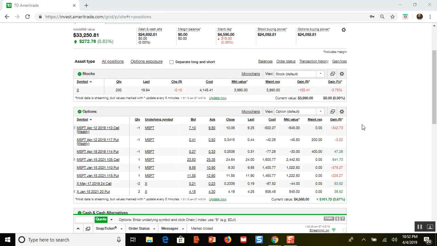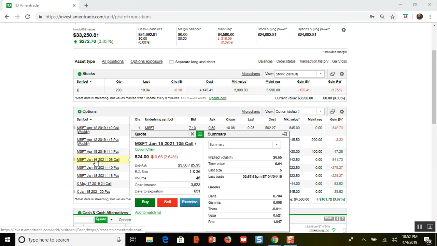And so, quick reminder, this is my Roth IRA. I have a position in Microsoft here. I have one call option and two put options. This is my call. It's a 105 call, expires 2021. That's a leap. And then these are my two puts. I have a 110 put and a 115 put, and those both expire in 2021.